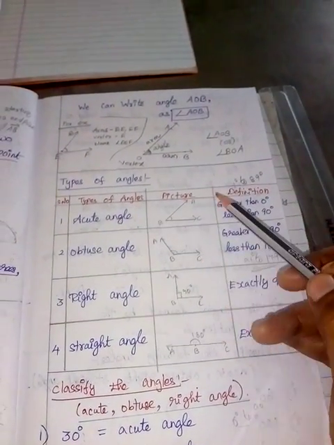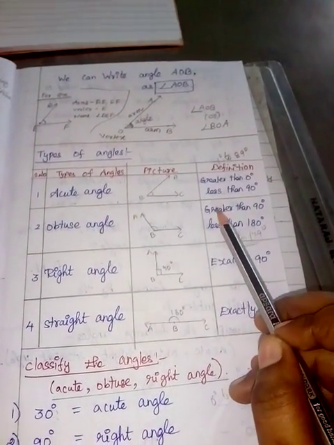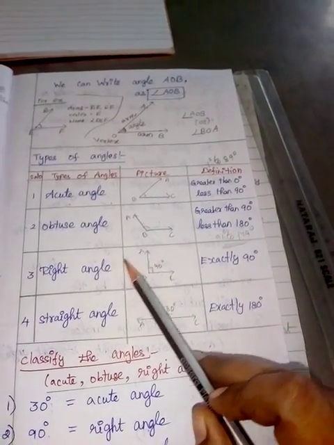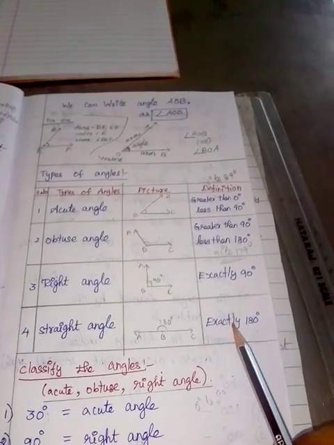Acute angle means greater than 0 degree to less than 90 degree. Obtuse angle means greater than 90 degree to less than 180 degree. Right angle is exactly 90 degree. Straight angle is exactly 180 degree.